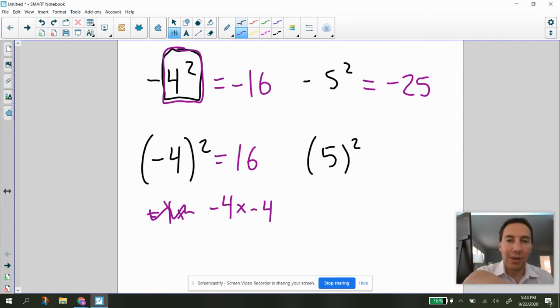So what do you think? I want this one to be negative. What do you think this one would be, Louise? Pause it. -5 squared, it's going to be positive 25 because it's -5 times -5.